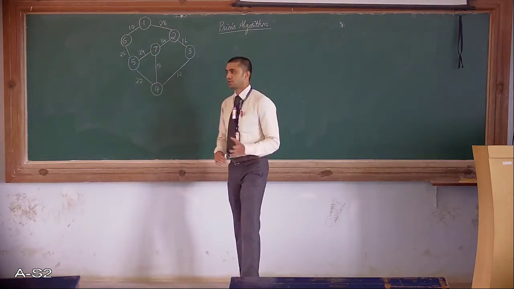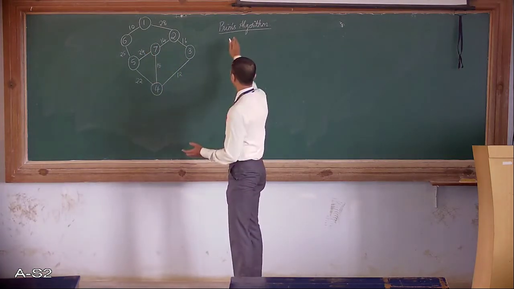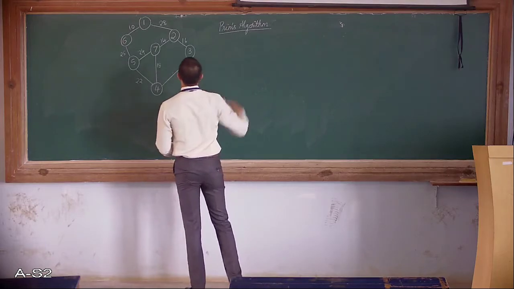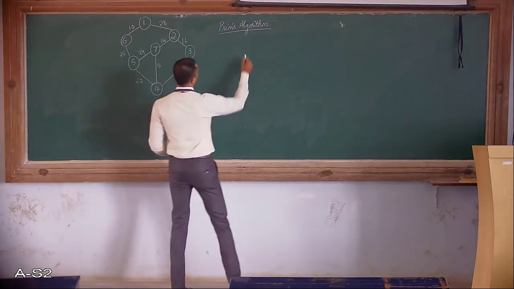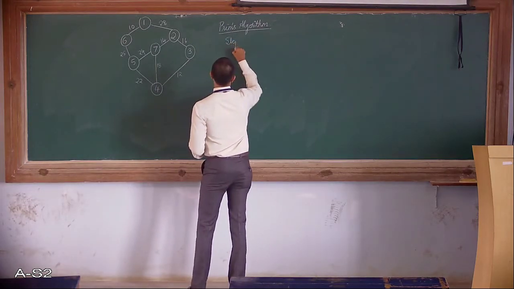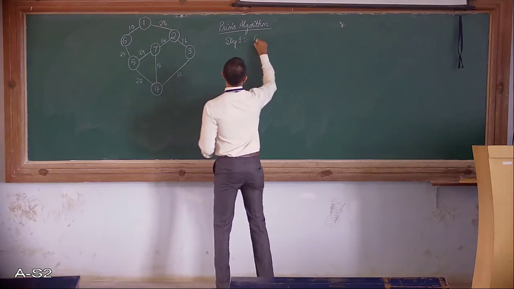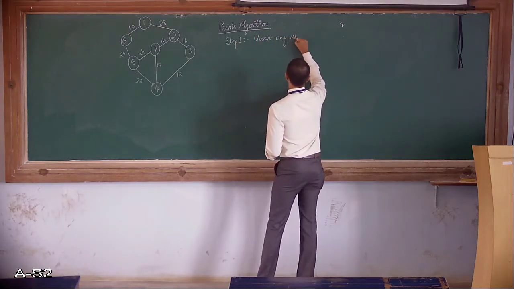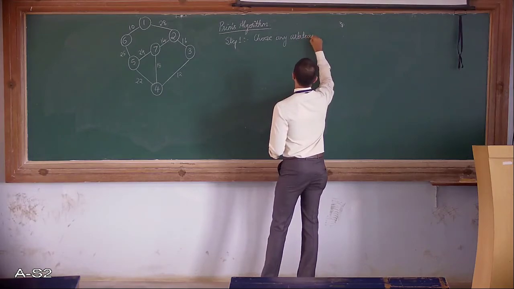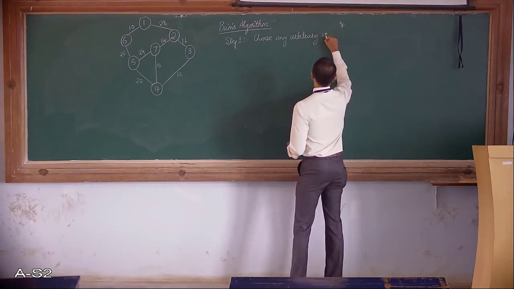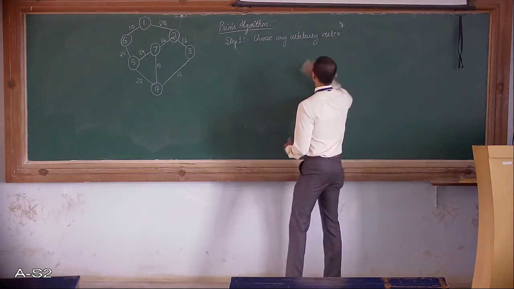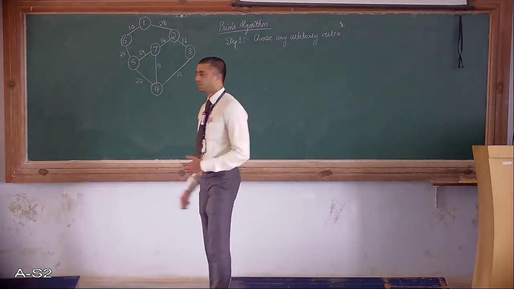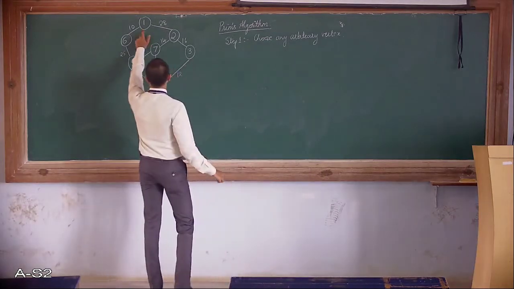So follow a certain proven method given by this mathematician. What he says is, step 1, choose any arbitrary vertex. I'm going to choose 1.